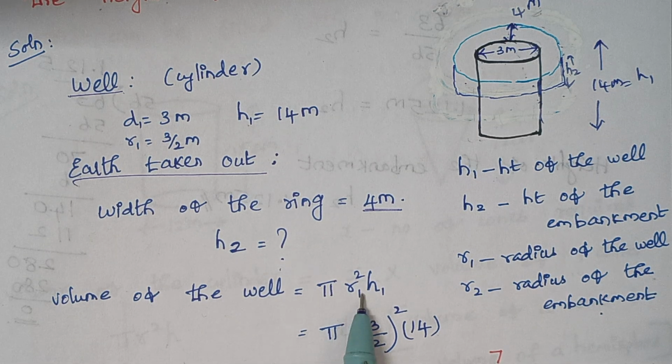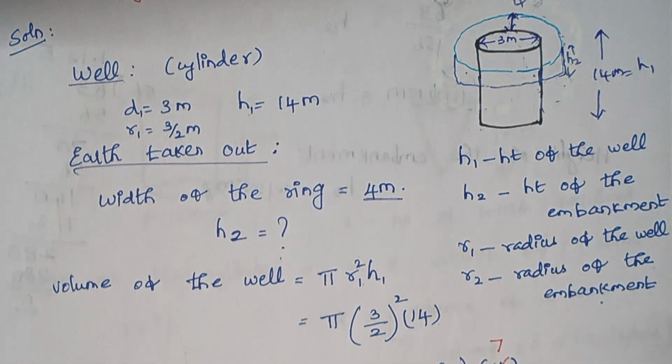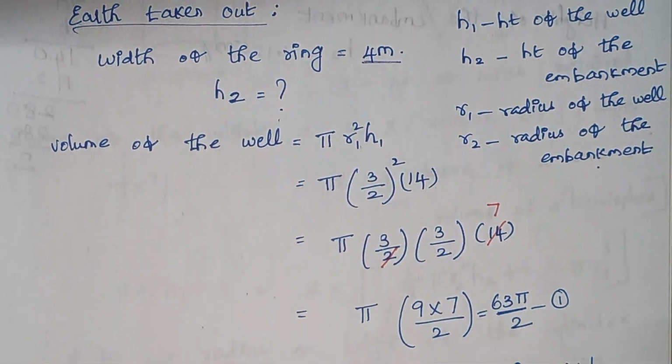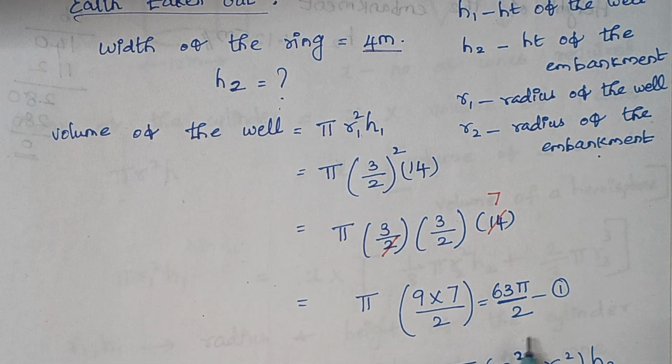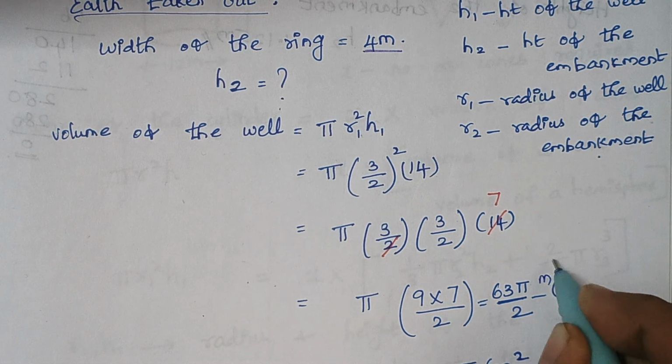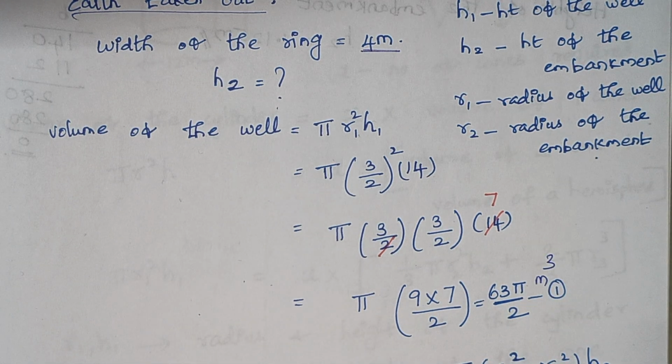So here the value of R1 is 3 by 2. Just substitute it, and the value of H1 is 14. When you cancel the common terms, finally we end up with 63 pi by 2. So this is the volume of the well. Again you have to write the unit, meter cube. So name it as equation 1.